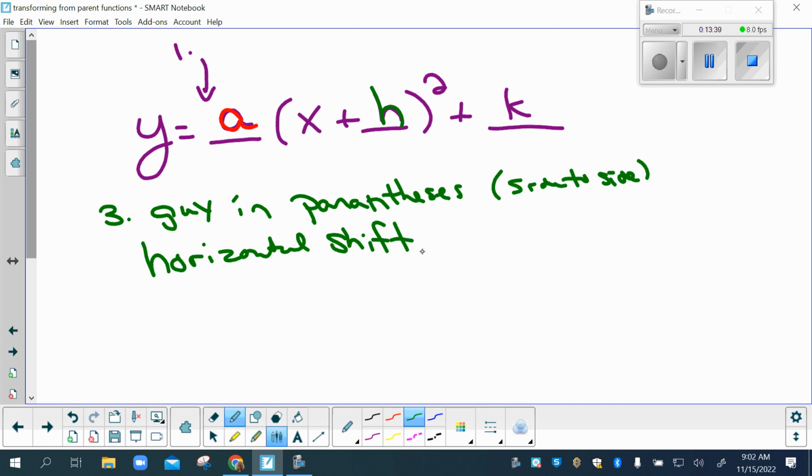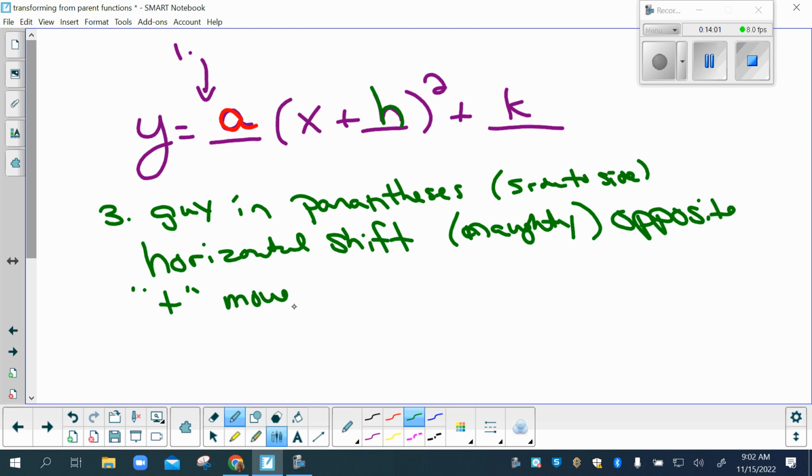The only thing you've got to remember is he's naughty. He's the naughty guy, so he does it opposite. If it is a positive number, it's going to move to the negative side. It's going to move left. And if it's negative, it's going to do the opposite, and it's going to move right. Remember, this guy is naughty. That's why we put him in timeout, because he does it opposite.